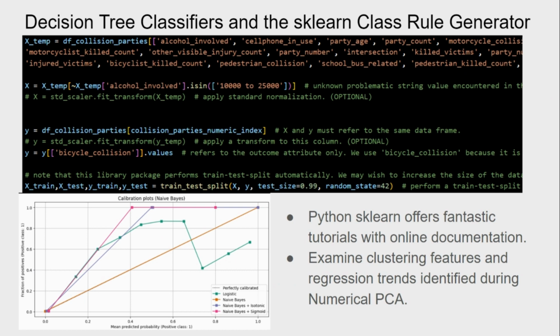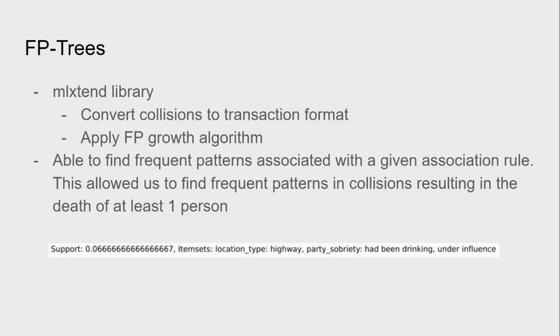The decision tree classification with the sklearn library was a resounding success, using the attributes that were identified as interesting during numerical PCA. The interested viewer is encouraged to try these tools for his or herself by exploring the data and the code in our repository folders. Another classification method we used was frequent pattern trees. Using some helpful Python libraries, we were able to find frequent patterns of attribute values that were associated with a given rule.